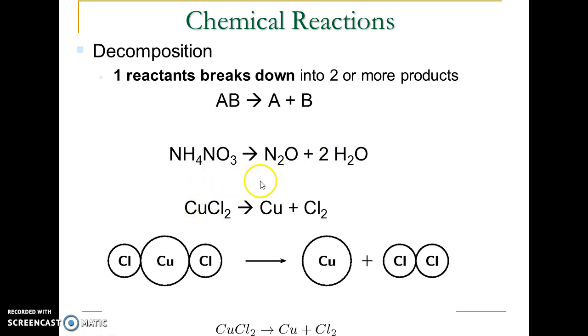Here is another example of a decomposition reaction. We have copper(II) chloride, which breaks down and decomposes into copper and chlorine. Again, how many subscripts you have is not important. You are only looking at how many reactants and products you have. Here's a visual to help you understand a little bit better what is actually happening here. Here's our copper(II) chloride, where we have our 1 copper atom and our 2 chlorines, and it breaks down into copper and chlorine.